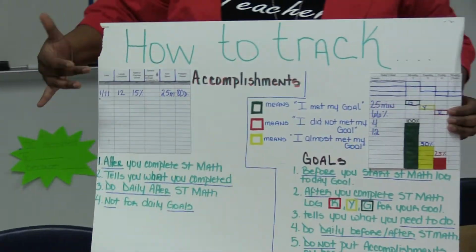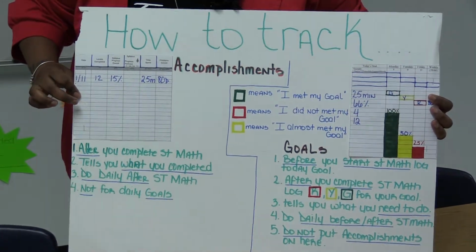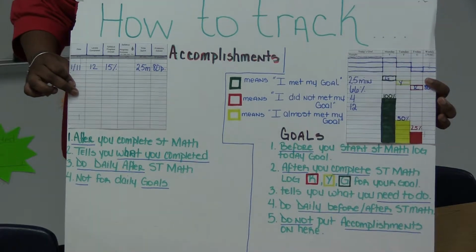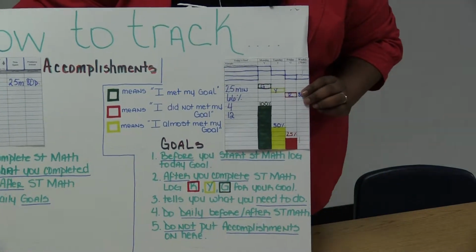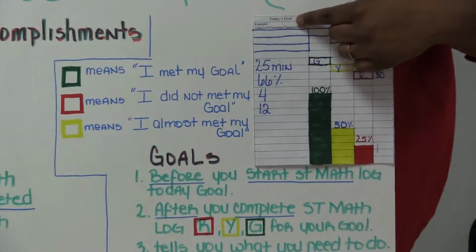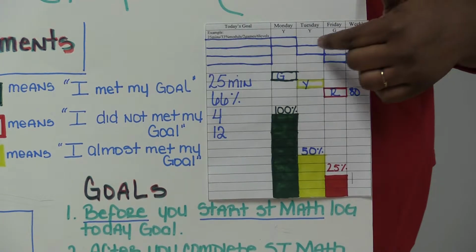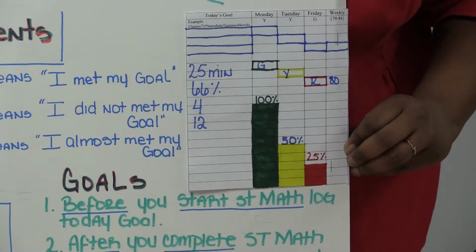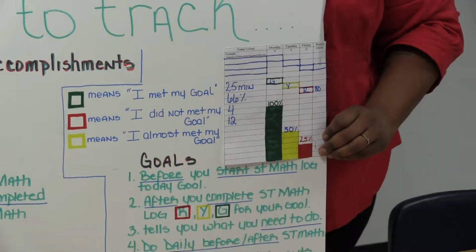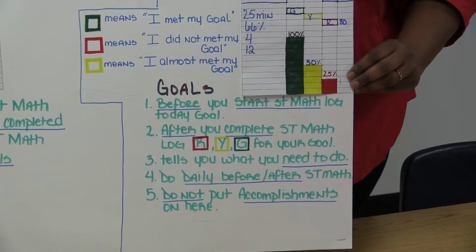So you do remember Laura gave us this old tracker, which was for accomplishments. This is for when you finish ST Math, you need to tell me how you did. But then I created this new tracker that says on a daily basis, Ms. Bill tells me what my goals are, and then I'm going to put yellow, red, or green if I met them goals.